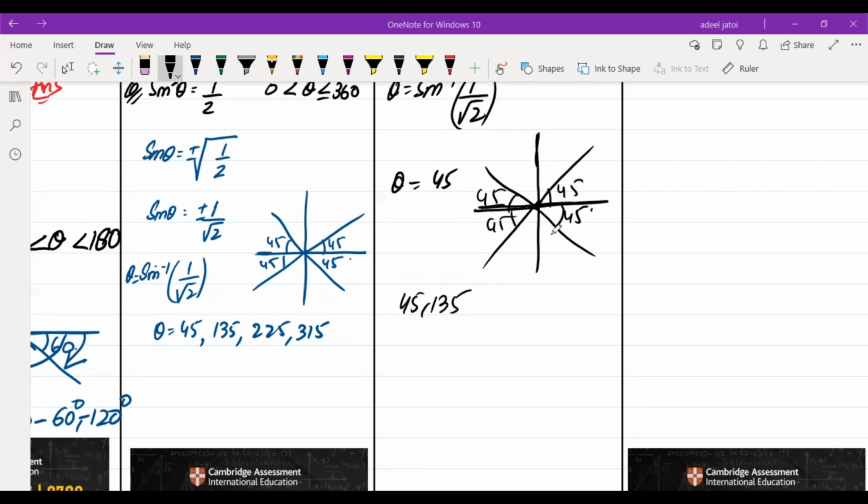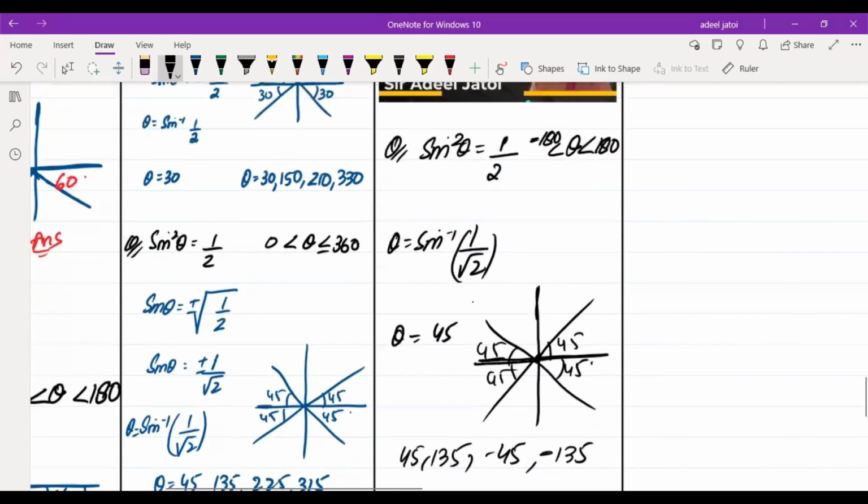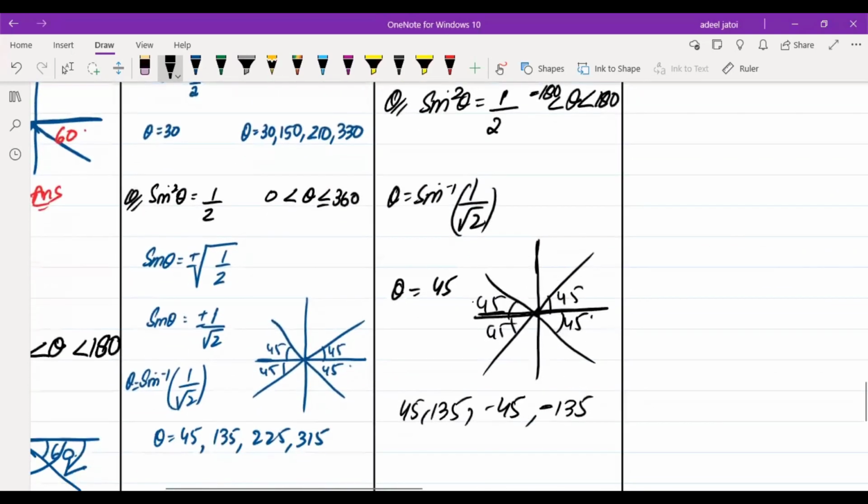Then the clockwise rotation will take place because of the negative values. When we go clockwise, we'll go with negative 45. The first will be negative 45. And then when we move towards the right to the basic angle, it should be minus 135. So these are the four angles that are taken into consideration for sine square theta is equal to 1 upon 2.